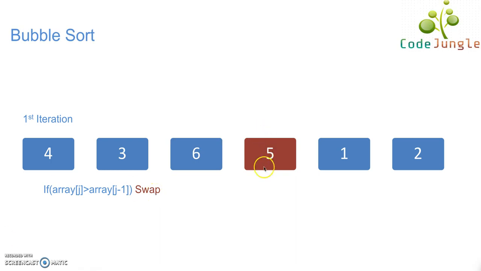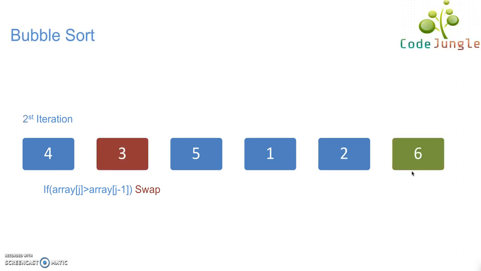Next we will check for 5 and 6. Again 5 is less than 6 and hence we will swap it. Next we check for 1 and 6. Again 1 is less than 6 and hence we swap it. Next we will check for 2 and 6. Again 2 is less than 6, so there is a need of swap. So basically, when j is not greater than j minus 1, we swap it.